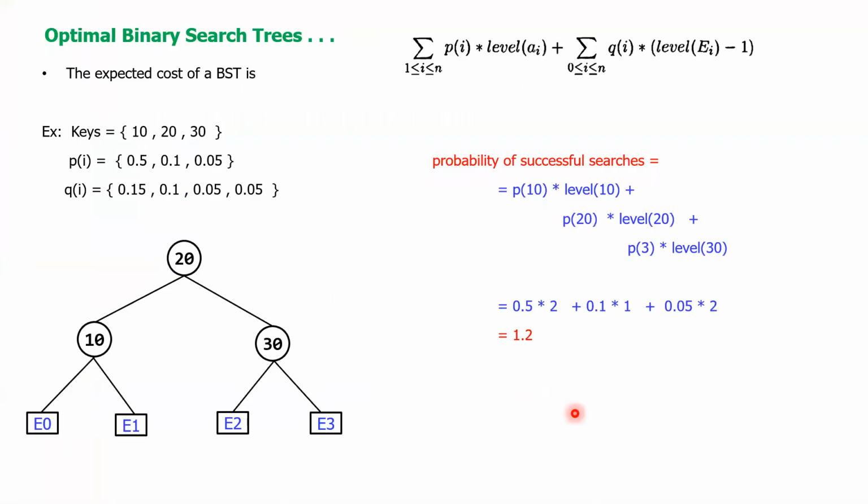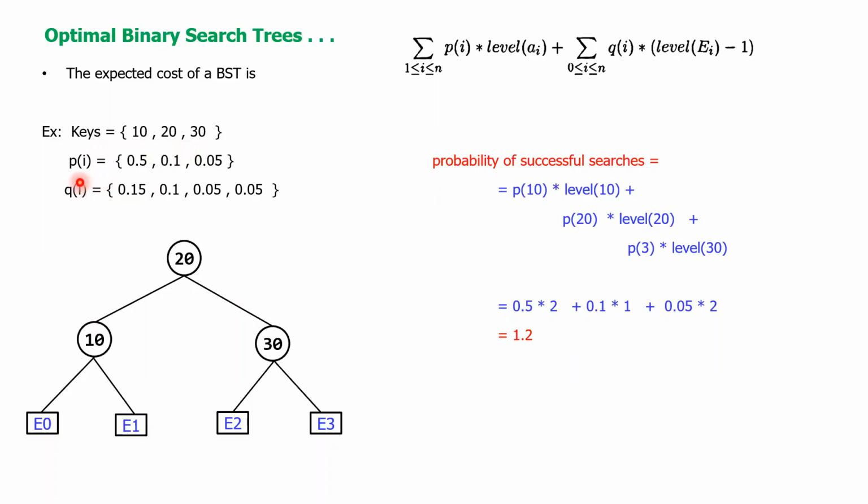Now, let us try to find out what is the method for calculating the cost of a binary search tree. Assume that there are some keys 10, 20, 30. I have already constructed a BST. There is a BST that is already available. I want to find out its cost. How do I calculate the cost? So assume that these are the keys 10, 20, and 30.